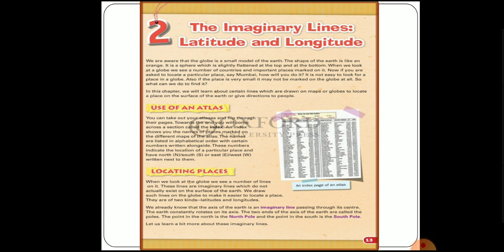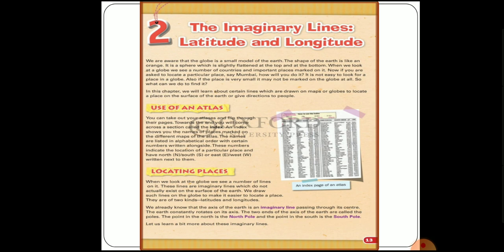Now, if you are asked to locate a particular place, say Mumbai, how will you do it? It is not easy to look for a place on a globe. Also, if the place is very small, it may not be marked on the globe at all. So, what can we do to find it? In this chapter, we will learn about certain lines which are drawn on the maps or globes to locate a place on the surface of the earth or give directions to people.